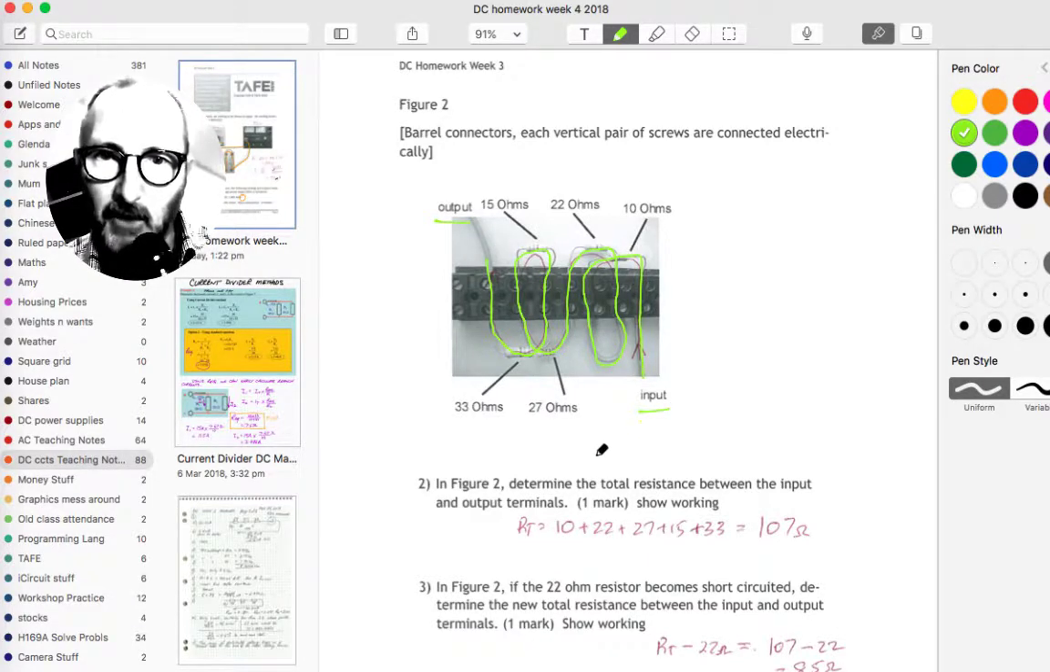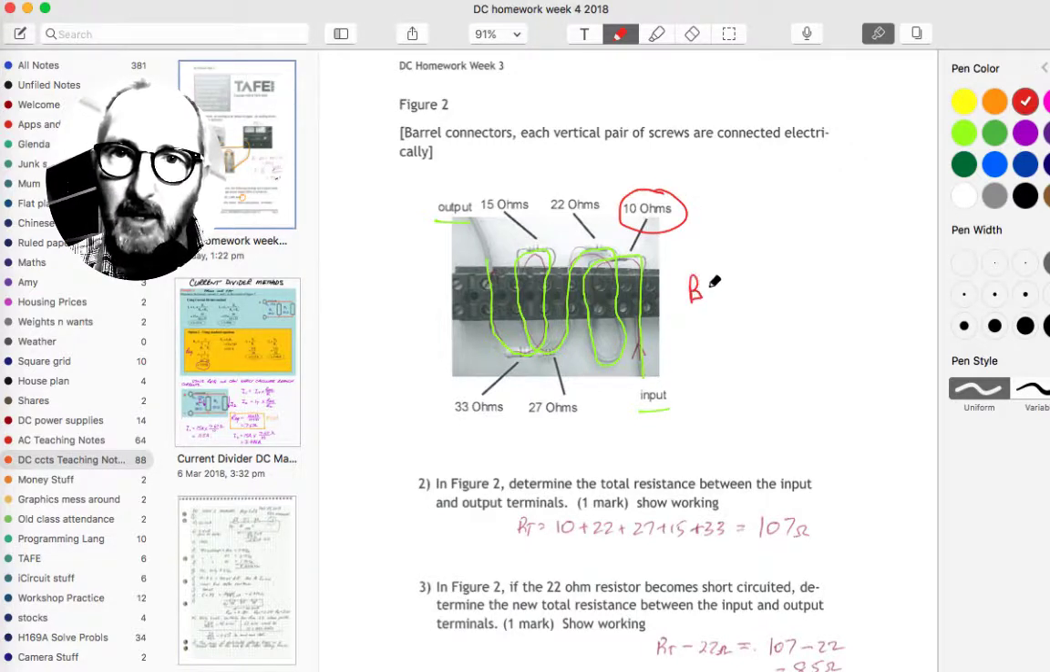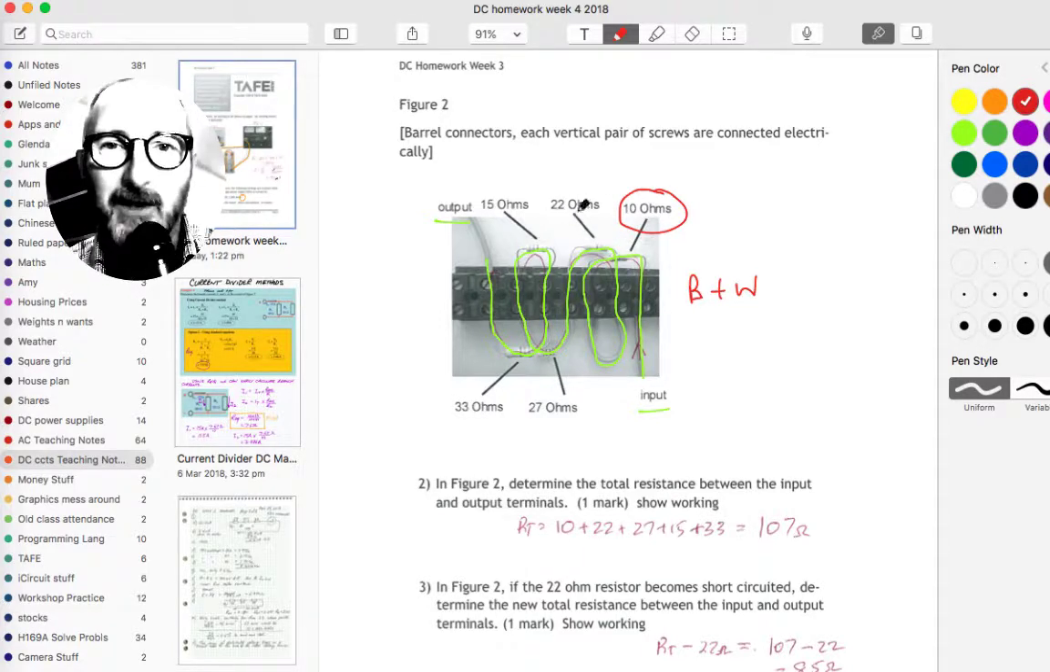And the question was determine the total resistance. That is 107 ohms, because there's 10, 22, 27, 15 and 33 ohm resistors. They are all written quite clearly on the paper. Of course, this is in black and white. You had the original handout given in colour. At least the PDF was in colour, and if you downloaded it in colour, you might have noticed that I think the colour bands on the resistors did not line up to what was written next to them. That's because I've kind of cheated here.